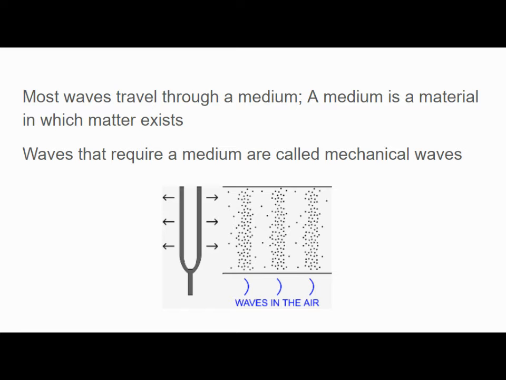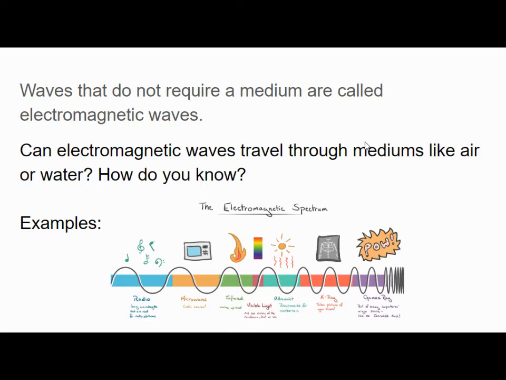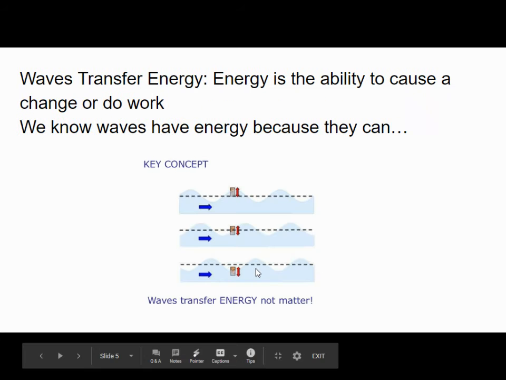So a microwave shoots waves through your objects to warm them up. Waves that do not require a medium are called electromagnetic waves. So electromagnetic waves are on the electromagnetic spectrum. So these are microwaves, radio waves, infrared. This is your radiation that you're looking at.